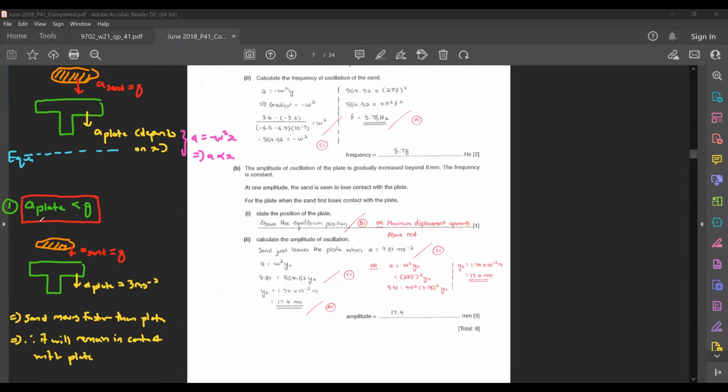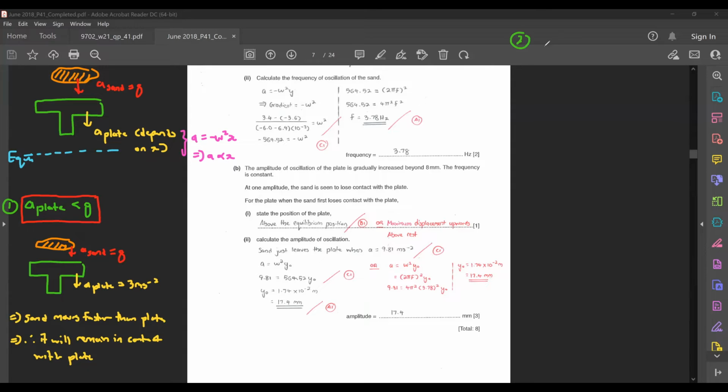Okay, so this one should be quite easy to understand, because the sand now moves faster compared to the plate. It obviously will hit the plate first. It cannot be a case where it's lost contact with the plate. Okay, so this is the first case. Now, what about an opposite case then?